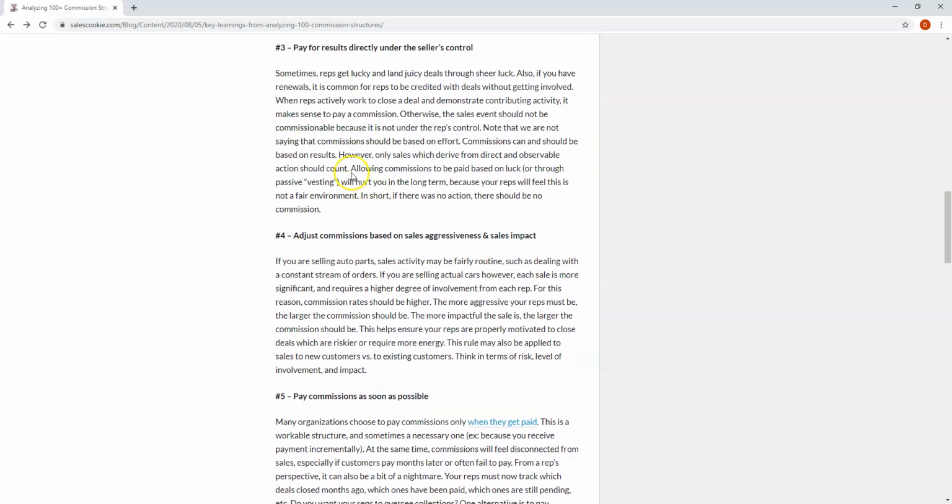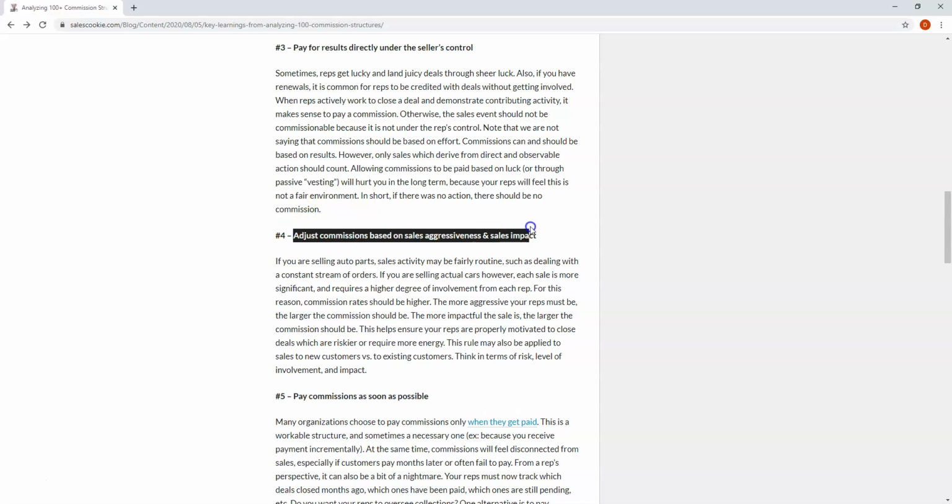Lesson number three, pay for results directly under the seller's control. So sometimes reps might get lucky. They just happen to be at the right place at the right time or in the right territory, or they're taking advantage of an auto renewal on a client when they weren't involved in helping with that renewal. So what do we want to do? We want to make sure that commissions are really based on results, and the sales that are derived from direct and observable actions are what's being counted. And this will help you in the long term because the reps will feel that that's a fair environment.